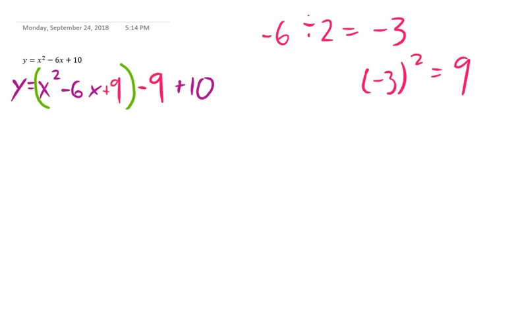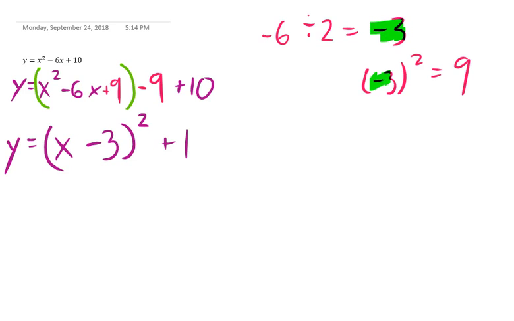x squared minus 6x, plus 9 minus 9, plus 10. Plus 9 minus 9 cancel, and so it's still the same problem. But now I'm able to write this as y equals something squared minus 9 and plus 10 make plus 1. The something that gets squared is going to be x. The thing that I have to put here that's going to make it equivalent to this is going to be negative 3, because negative 3 is the thing here and here. The thing that I squared to make 9 was negative 3. The thing that I got from cutting negative 6 in half was negative 3.